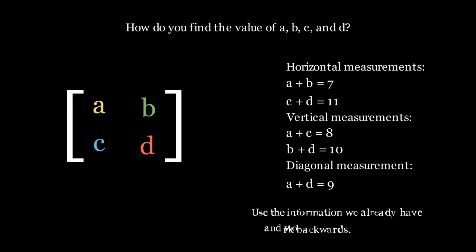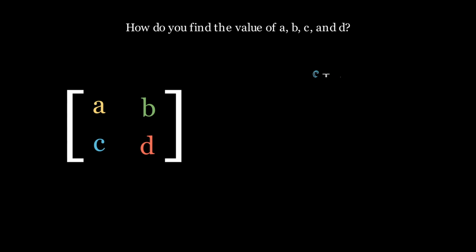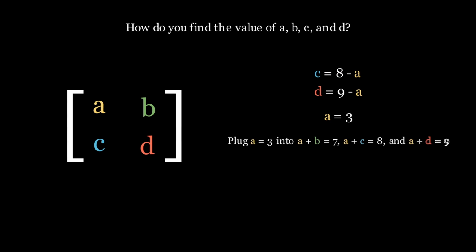Well, we can combine the information we already have and work backwards to find our variables. First, let's define C and D in terms of A. Now, solving for A using the second horizontal measurement, we get A equals 3. We can then substitute A back into the first horizontal measurement, the first vertical measurement, and a diagonal measurement to get B equals 4, C equals 5, and D equals 6. This is how you do inverse modeling mathematically.